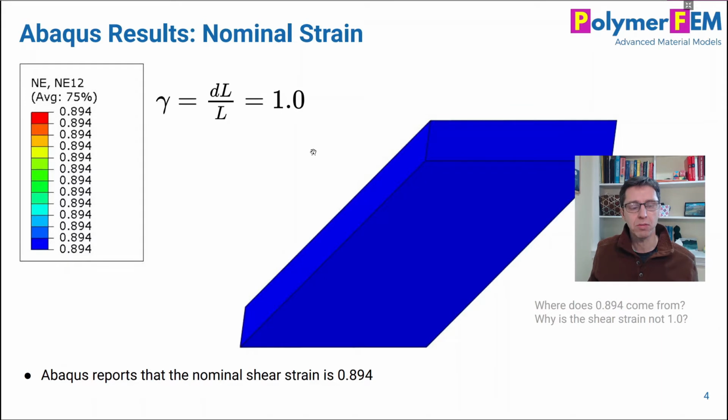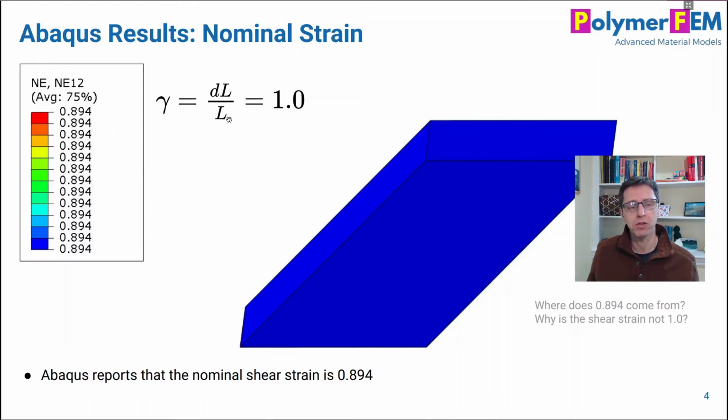So if I run this simulation and I plot contours of the nominal strain NE12, so that would be the traditional shear strain, I get a single element here that I'm deforming, and the strain value according to Abaqus is 0.894. And that's not 1.